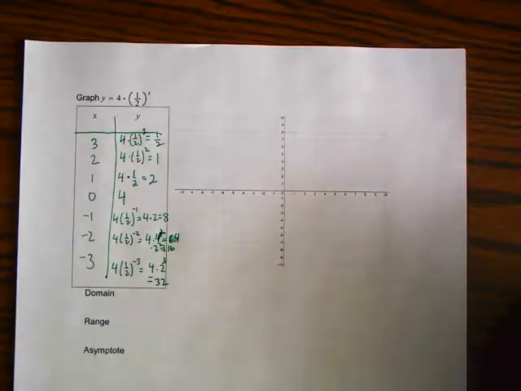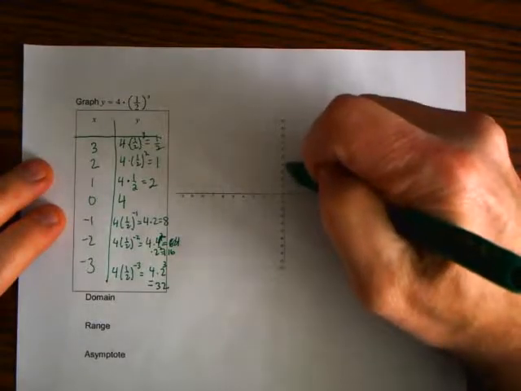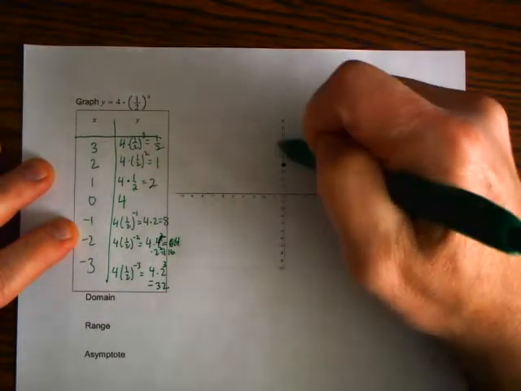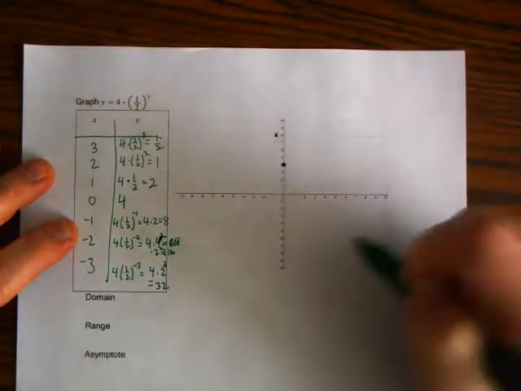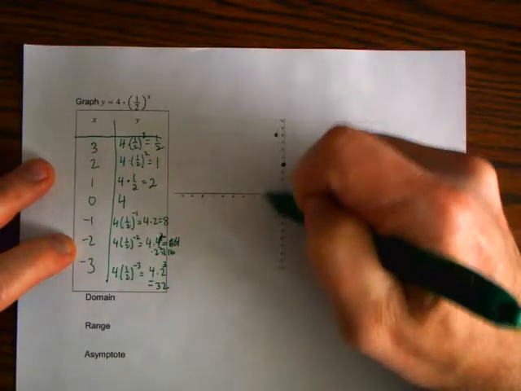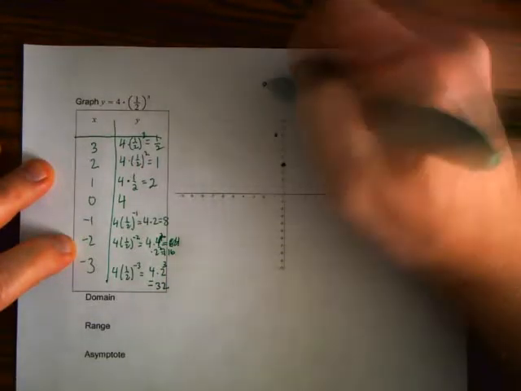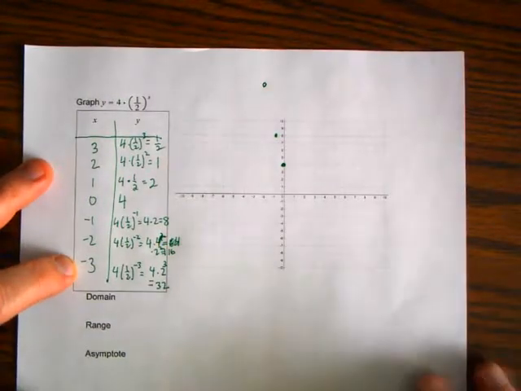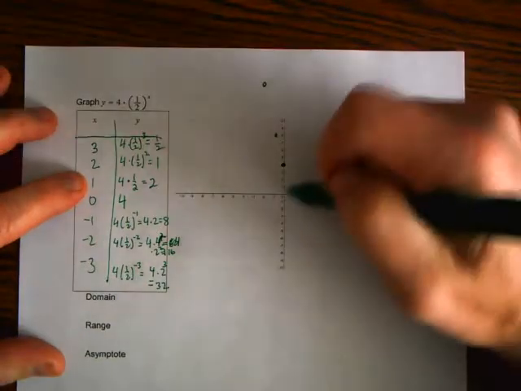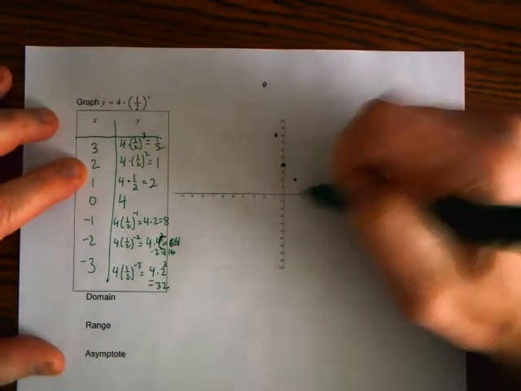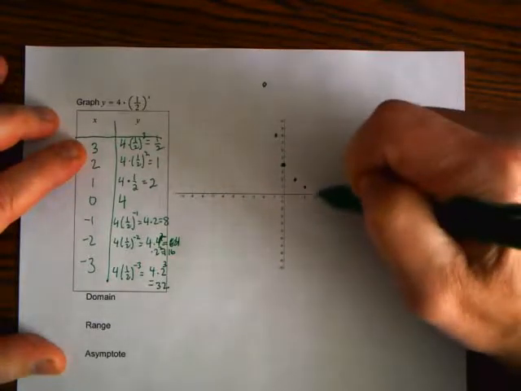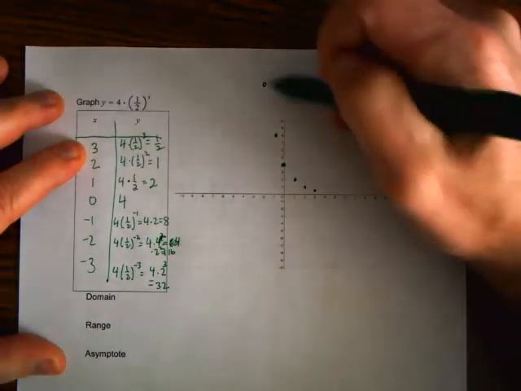All right, so we have 0, 4. I'm going to go this way this time. Negative 1, 8. Negative 2, 16. Well, up off my graph already. Negative 3 would be way, way up here on the table. Can't draw that one. Let's see. 1, 2, that's here. 2, 1, that's there. And 3, 1/2. All right, so you see what's happening this time.